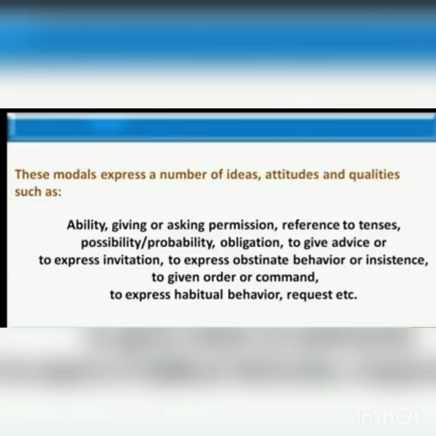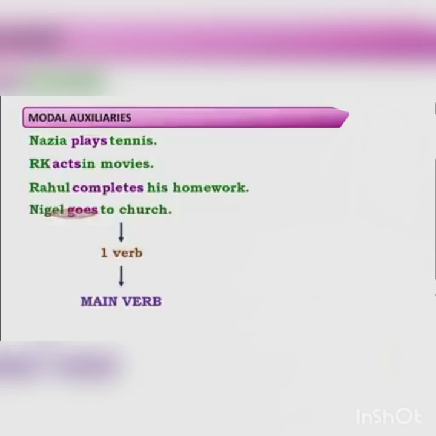Now let us go on understanding modal auxiliary further. See the examples. Nazia plays tennis. Let's take a look at this sentence and also the next sentences. RK acts in movies. Rahul completes his homework. Nigel goes to church. Now look at these verbs. Which are the action words? Plays, acts, completes, goes. In each of the sentences, there is only one verb. And this one verb is the main verb.